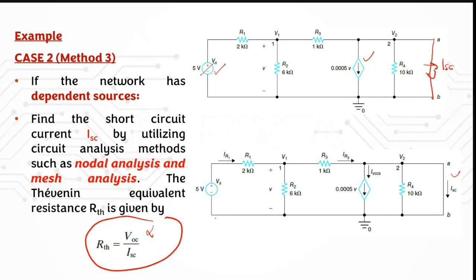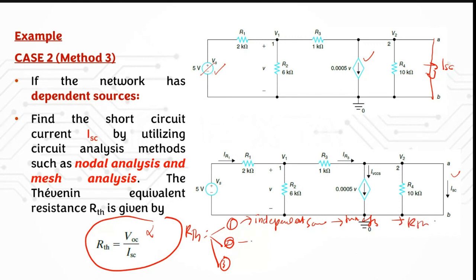Okay, so if we summarize, in order to calculate your RTH, we have 3 methods. The analysis is based on the sources that you have. For the first method, if you have all independent sources, you can just turn off the independent sources and calculate your RTH.